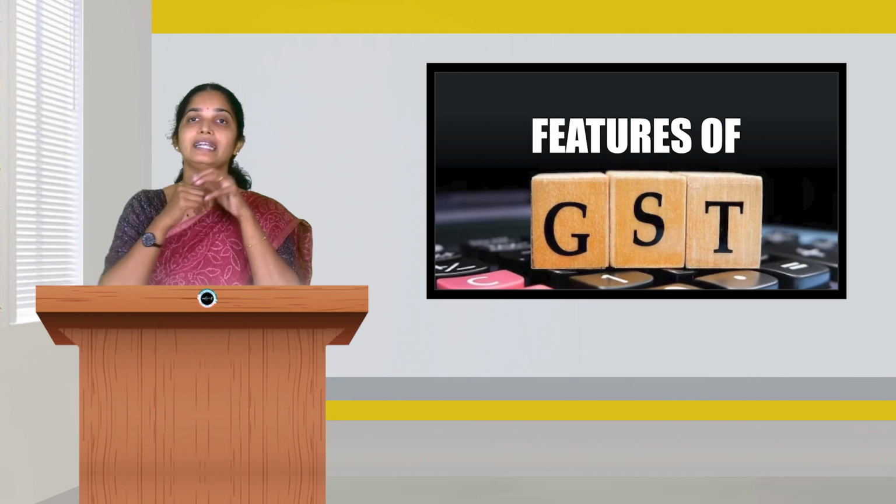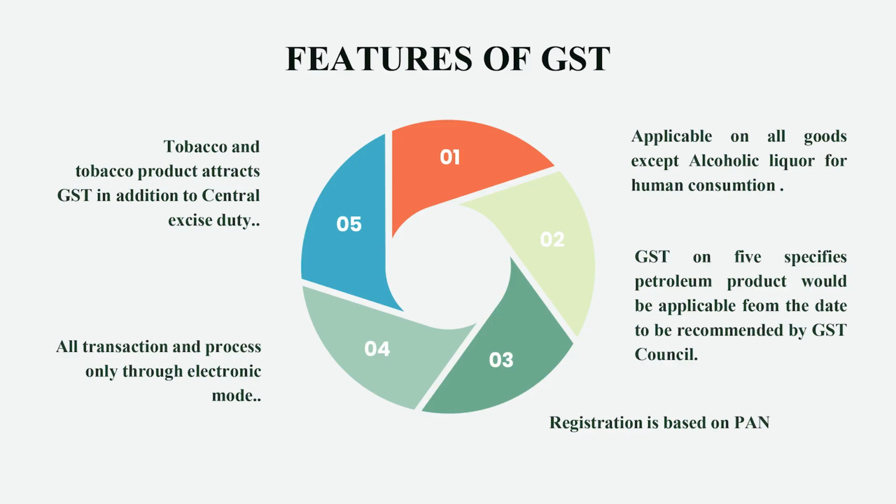The next feature is that GST is applicable on all goods except alcoholic liquor for human consumption. As of now, on alcohol, excise duty will be levied. GST is not levied on alcoholic liquor for human consumption, and it is outside the definition of GST. If you want to introduce GST on alcoholic liquor for human consumption, you have to amend the entire act and add alcoholic liquor for human consumption to the definition of GST.